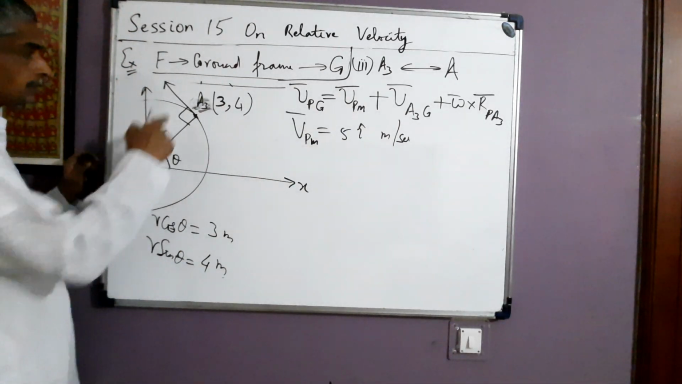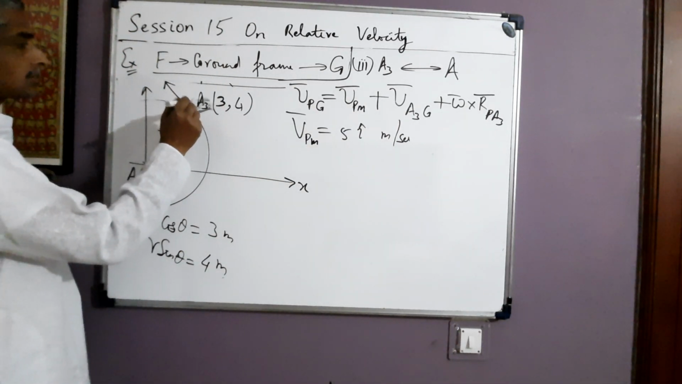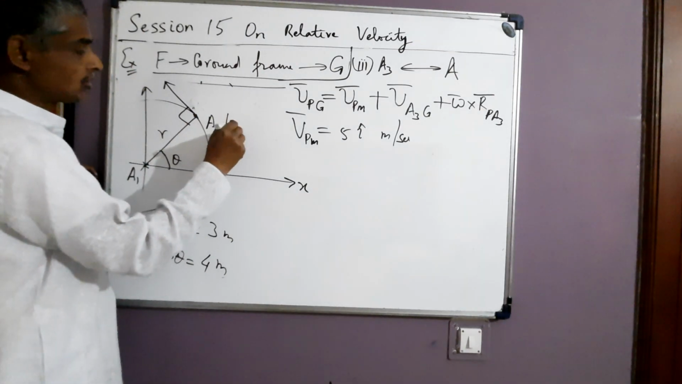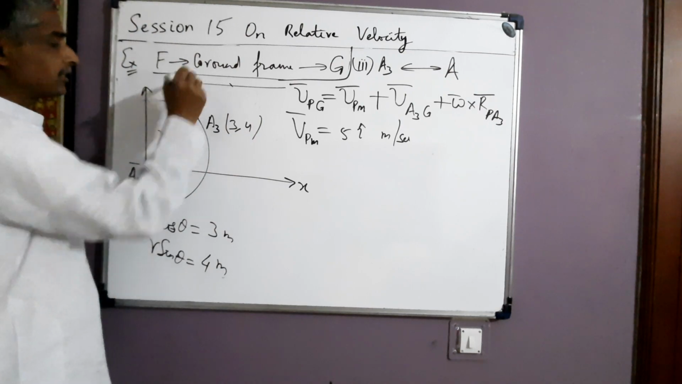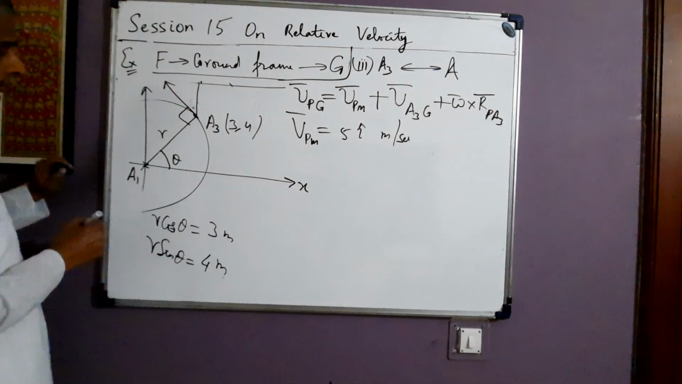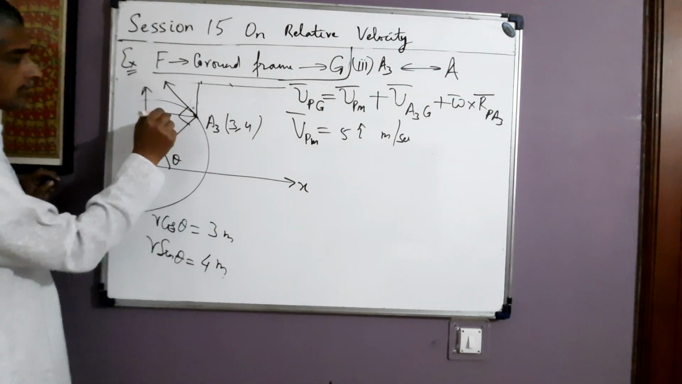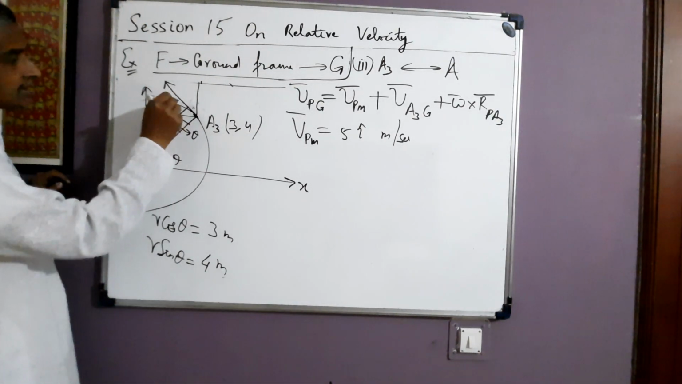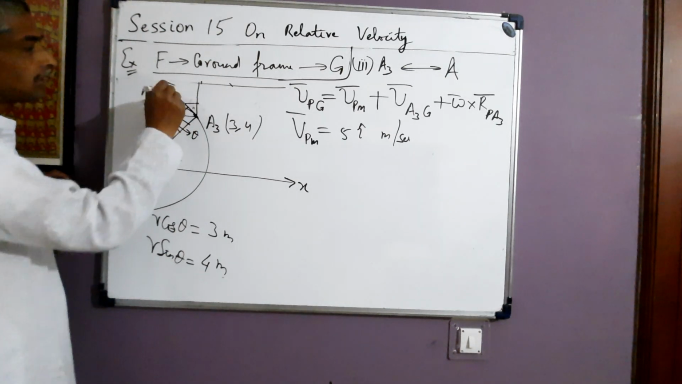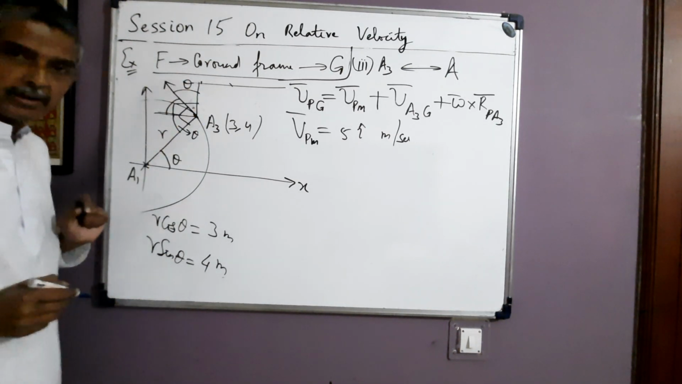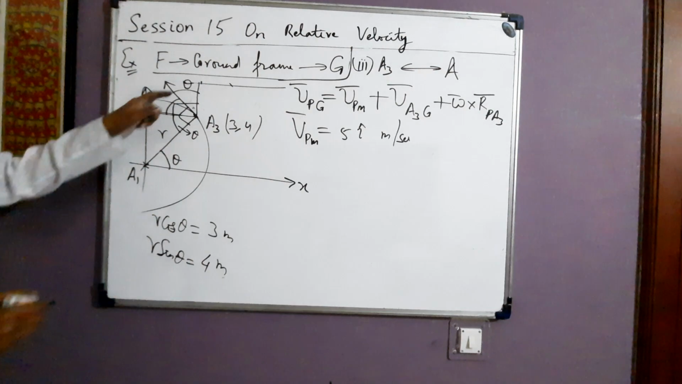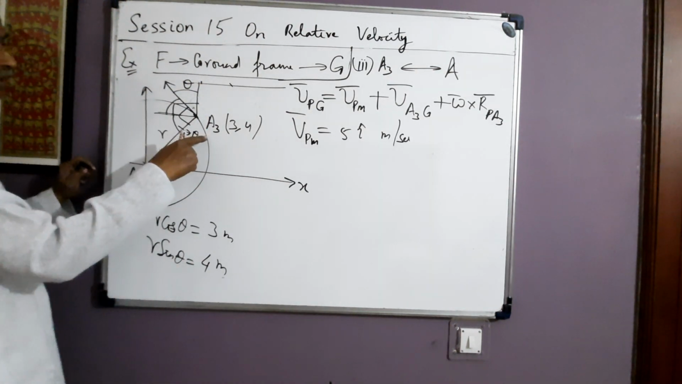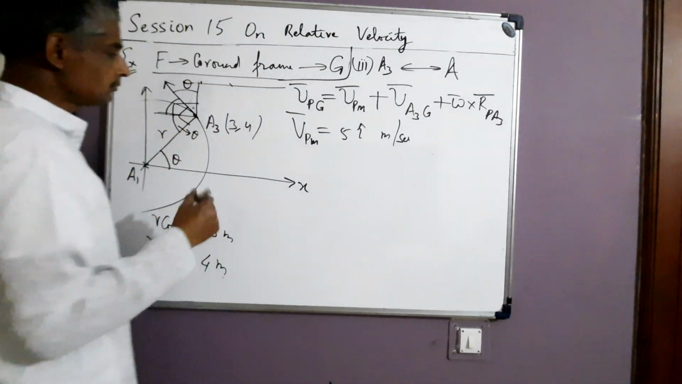I'll write it here, A3 at (3, 4). I draw a parallel line here, parallel to the y-axis. See, this angle is theta. This is a line parallel to the x-axis, alternate angles, so this is also theta. This is 90 degrees minus theta. This is 90 degrees, so this is equal to theta. This angle is equal to how much? Theta.